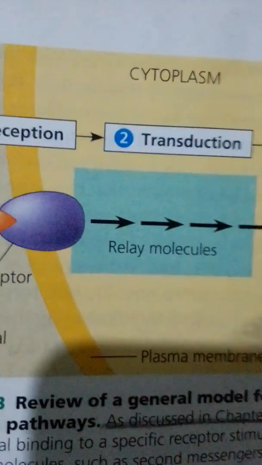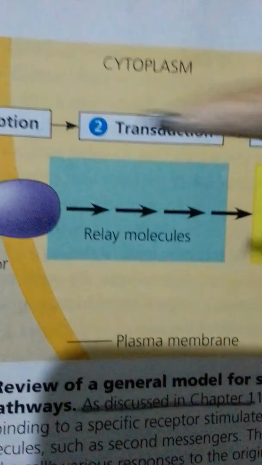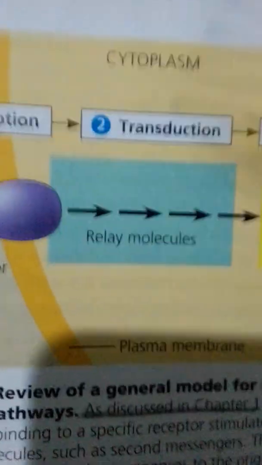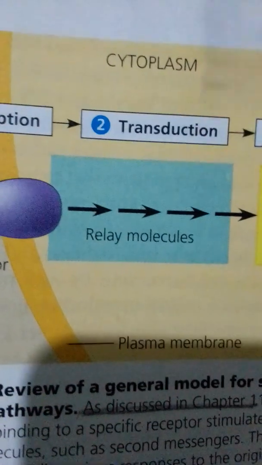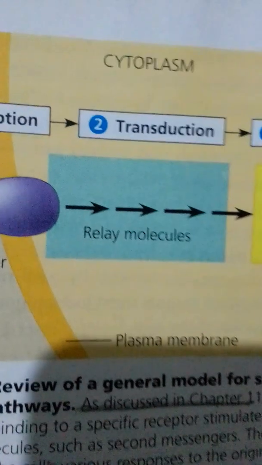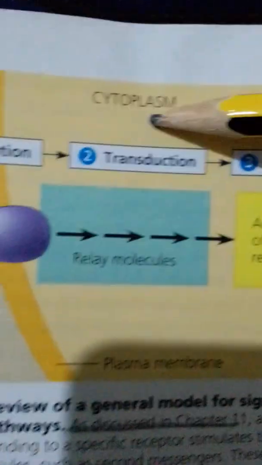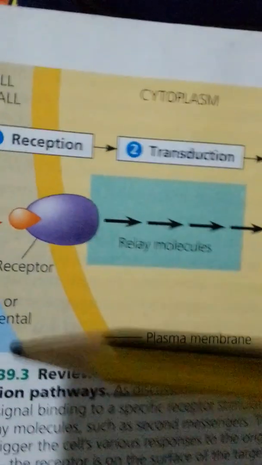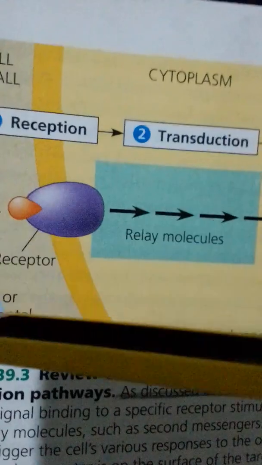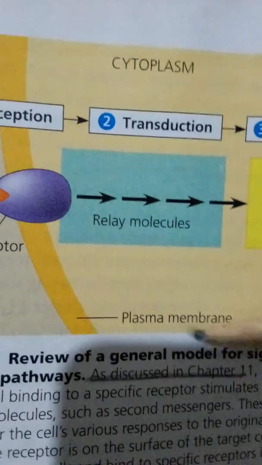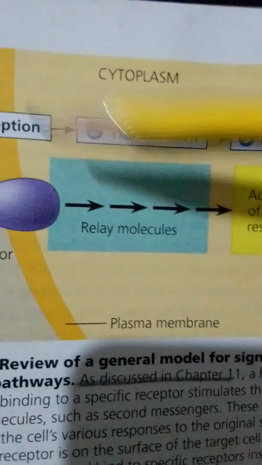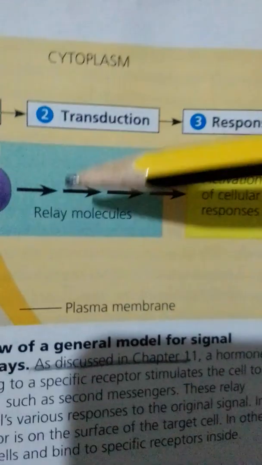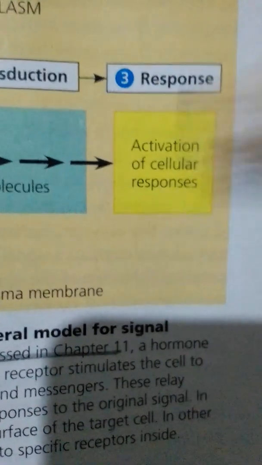In this diagram, the receptor is on the surface of the target cell. In other cases, hormones enter cells and bind to specific receptors inside. Notice cell wall, cytoplasm, receptor, hormone or environmental stimulus, plasma membrane. Notice receptor, reception, and relay molecules, transduction, response, activation of the response.